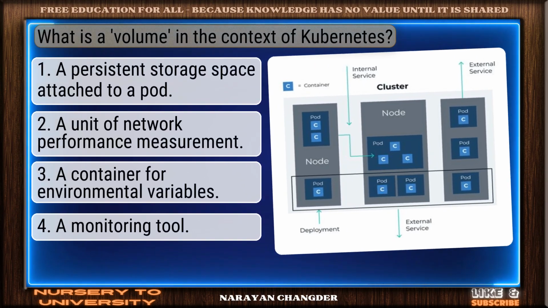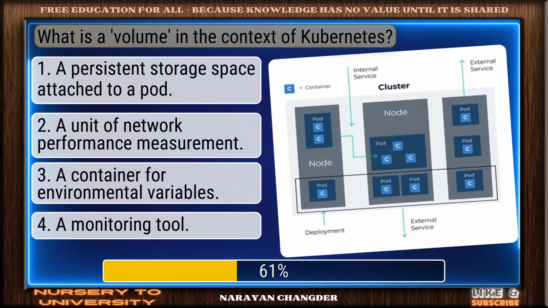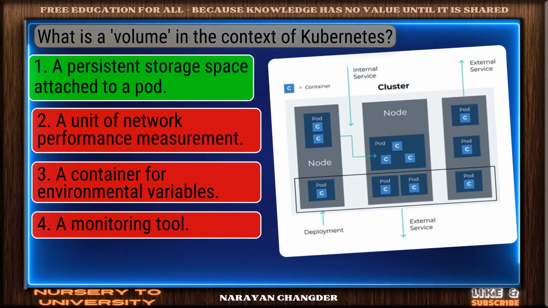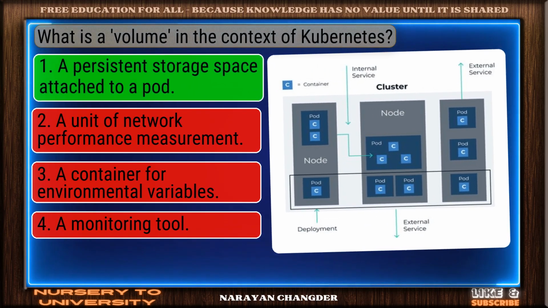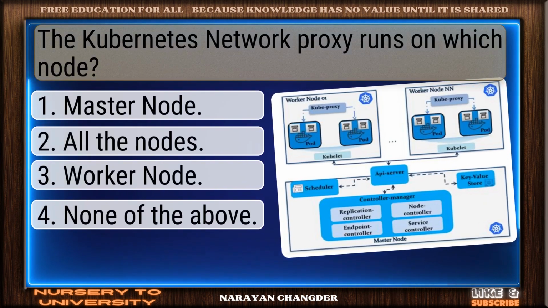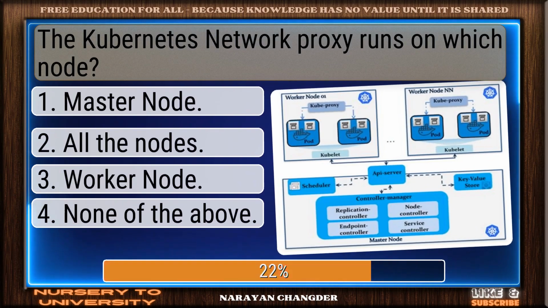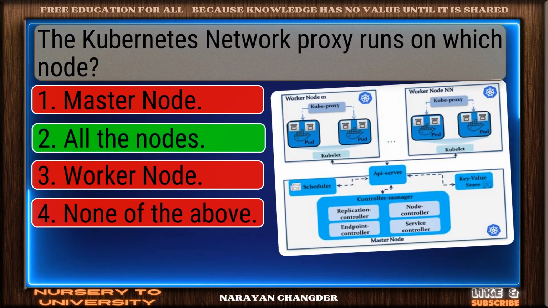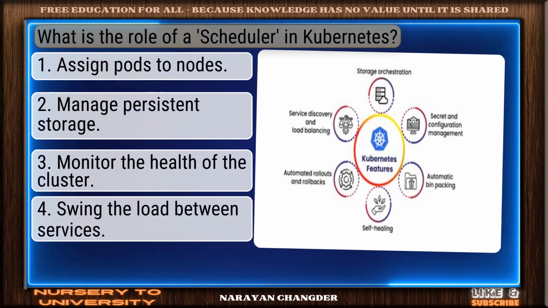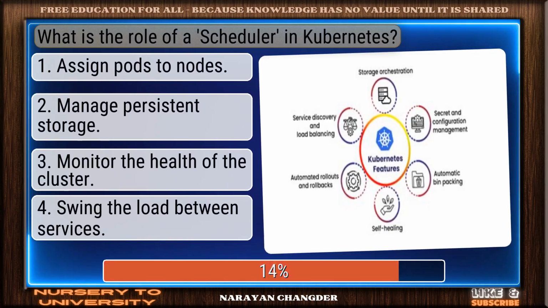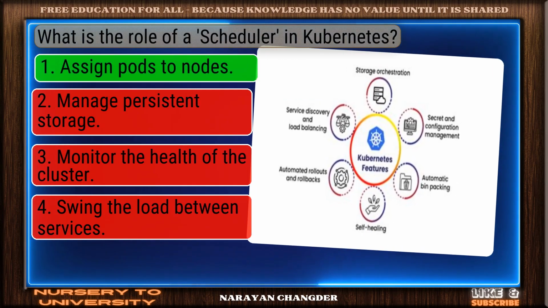Question number 45. What is a volume in the context of Kubernetes? Good thinking. A persistent storage space attached to a pod is the right answer. Question number 46. The Kubernetes network proxy runs on which node? You chose all the nodes, and it is correct. Question number 47. What is the role of a scheduler in Kubernetes? Perfect. Assign pods to nodes is the correct choice.